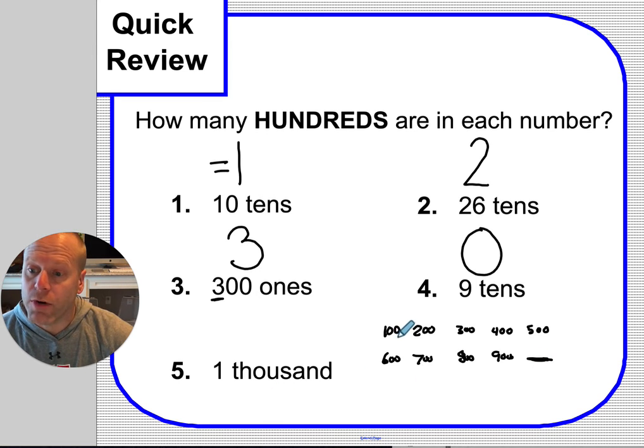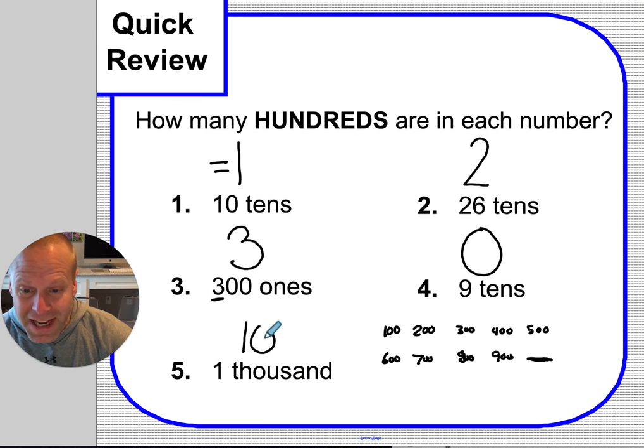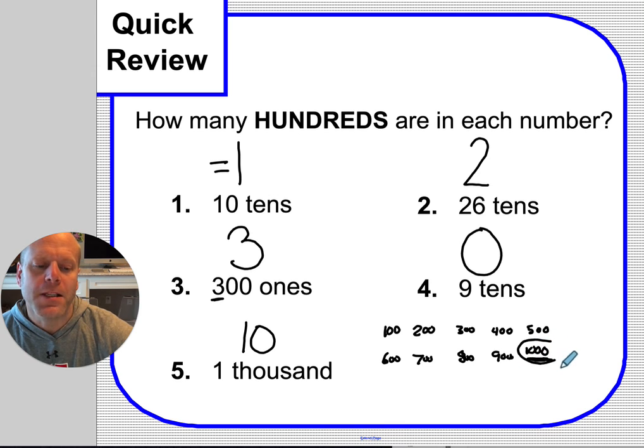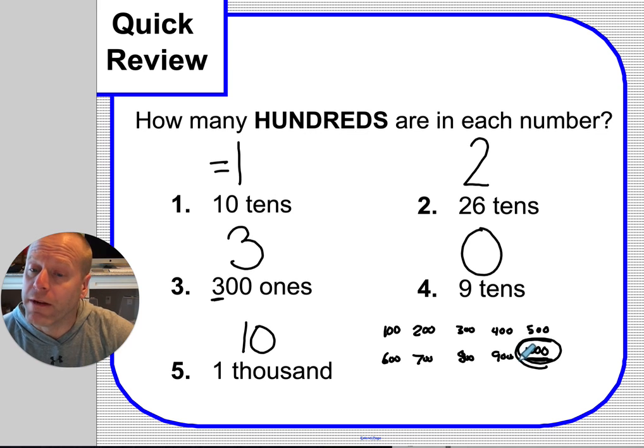So how many hundreds are in here? 1, 2, 3, 4, 5, 6, 7, 8, 9, 10 hundreds are in the number 1,000. In fact, if you listen to some people, sometimes when they're still learning their numbers, when they see this, they'll call it ten hundred. It's not necessarily wrong. It's just a different way of thinking about the same number. 1,000 is the same thing as 10 hundreds.